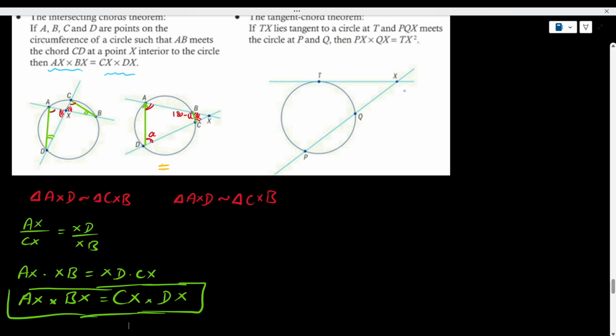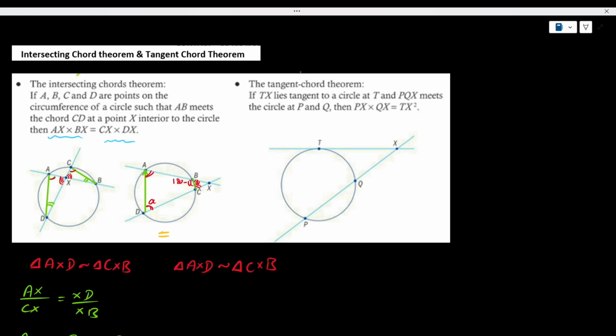Now what happens in the second figure? If you see, there is what is called the tangent chord theorem. Here both the line segments were chords.